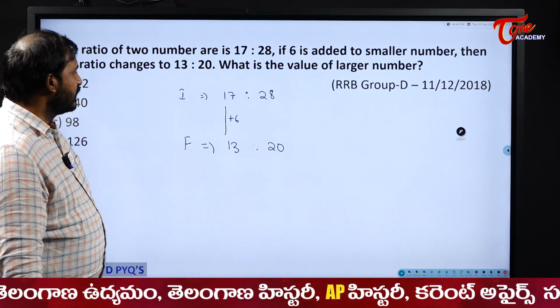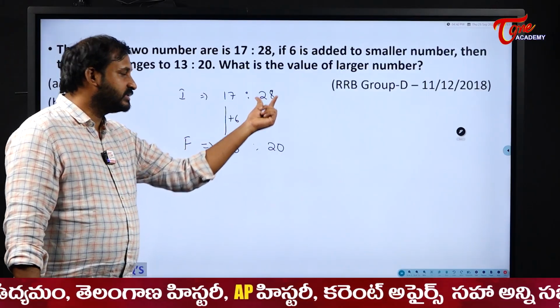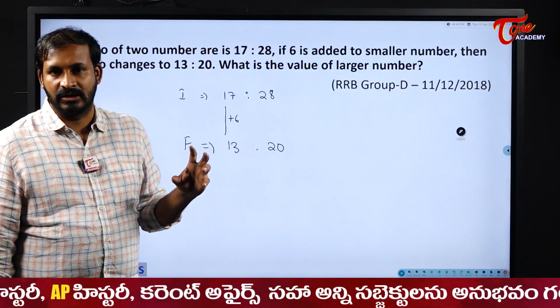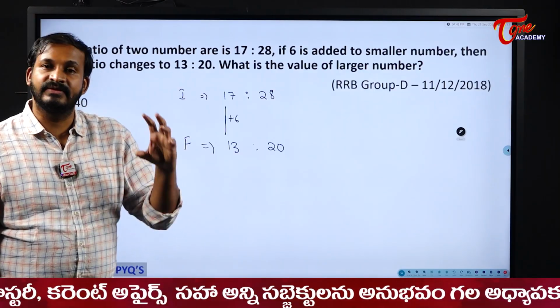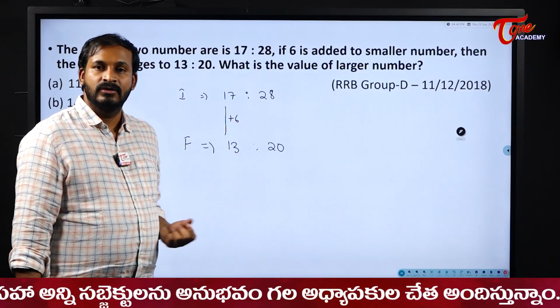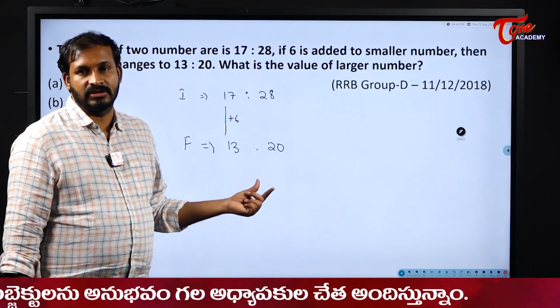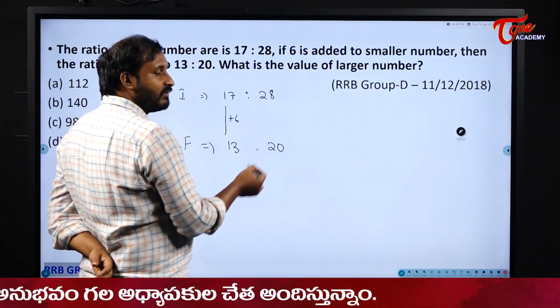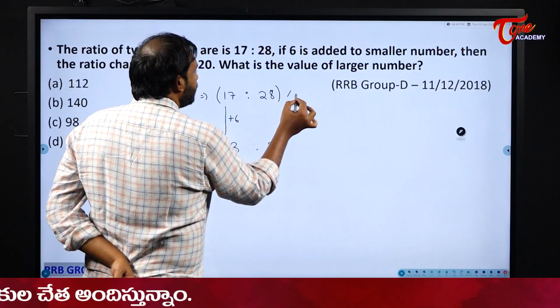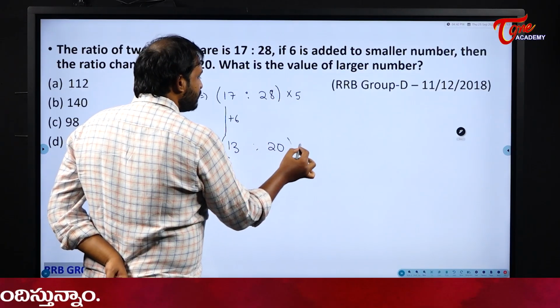Now see here, are we adding anything to this one? No. If this is unchanged, like earlier with the red and green colored balls, if red colored balls are unchanged, we equal the red portion, right? Similarly, is there any change in this value? No. So I should equal the ratios also here. So 28 and 20, what is the LCM? 140. So to make it 140, I will multiply this one with 5. I will multiply this one with 7.